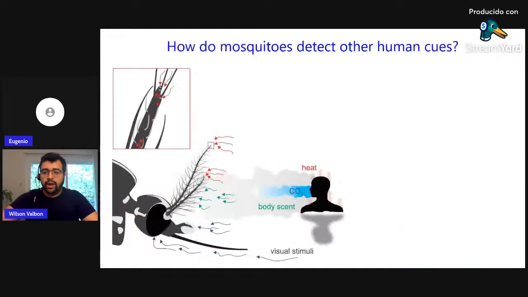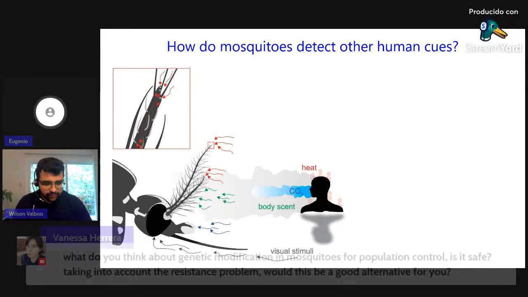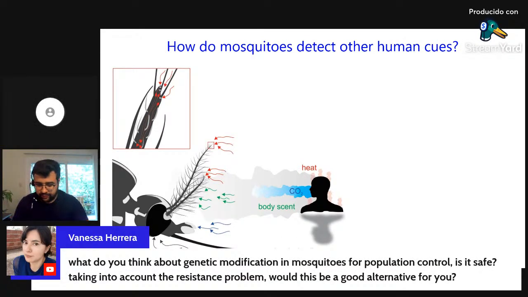Before we move on, I think Vanessa is placing another very interesting question that I could leave for the end of the talk, but it's a nice question. She's asking, what do you think about genetic modification in mosquitoes for population control? Is it safe? Taking into account the resistance problem, would this be a good alternative for you?